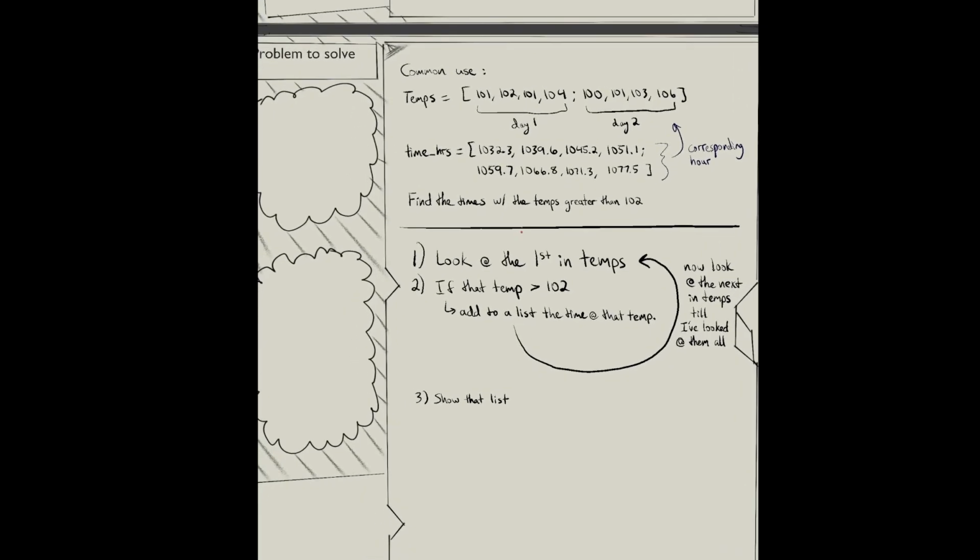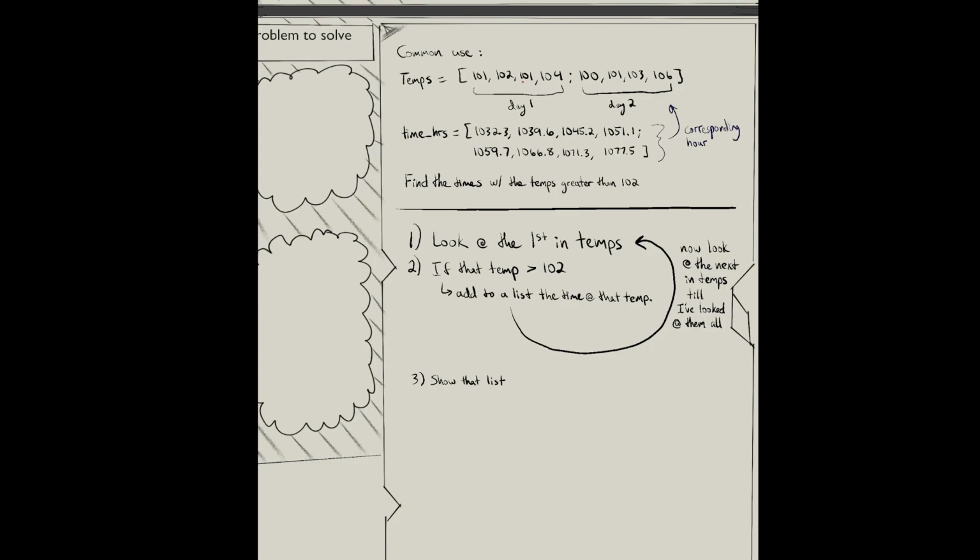what can I do? So first, I have the same problem here, but what am I going to do? I'm going to think about how I'm actually going to solve it by hand. How would I actually approach this? So first, I would look at the first value in temps. In this case, it's 101, right? And then I would say, okay, if that temperature is greater than 102, add that to a list of the times that I care about that are greater than 102. So it is not greater than 102, so I don't add it to a list. So then I circle back.